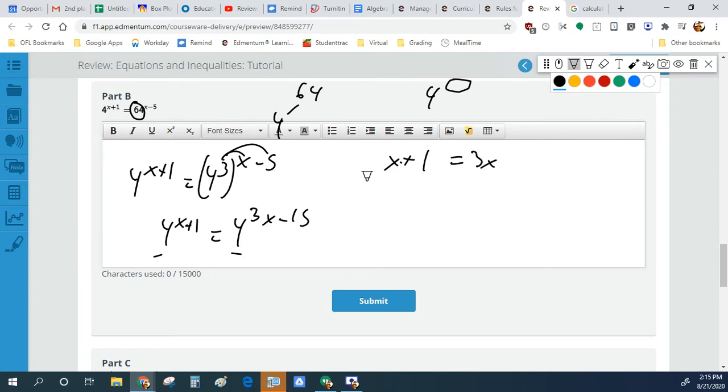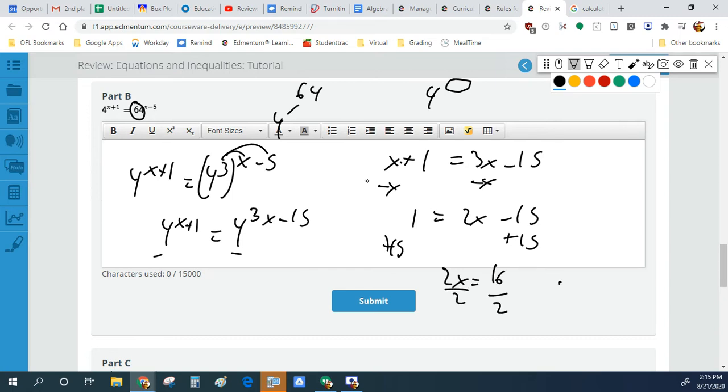equals 3x minus 15. I'm going to take away an x, and I get 1 equals 2x minus 15. I'm going to add this 15 to both sides, and I get 2x equals 16. Divide this by 2, divide this by 2, we get x equals 8. And that ends up being my answer.